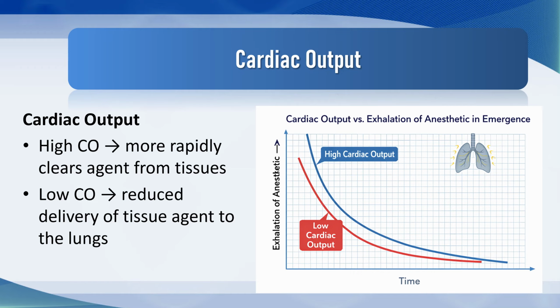Low cardiac output slows delivery of agent from the tissues back to the lungs, and although the end tidal concentration may fall, the brain blood lung washout is prolonged and emergence is delayed. The volatile agent that is delivered to the lungs is very efficiently removed if alveolar ventilation is good. Let me show you some examples.